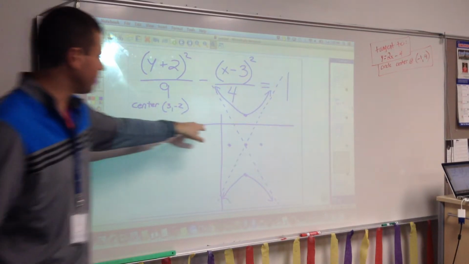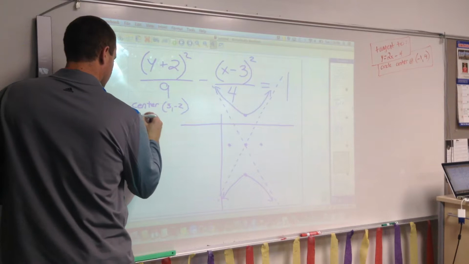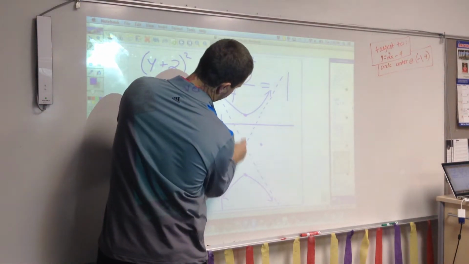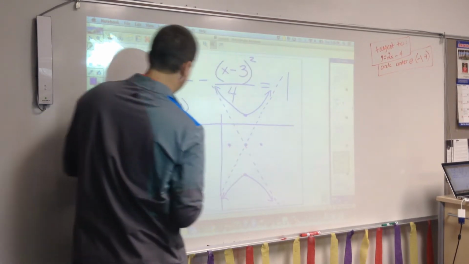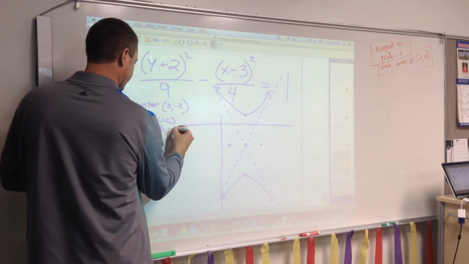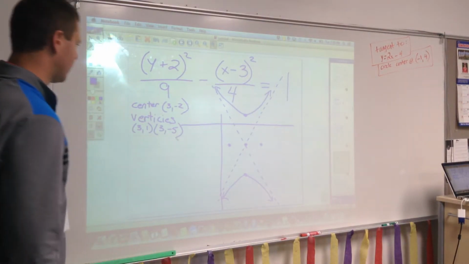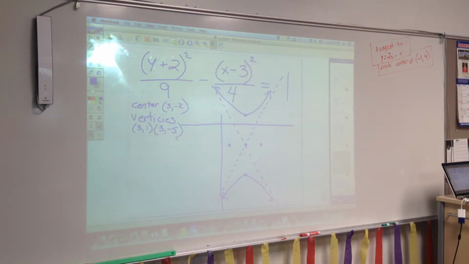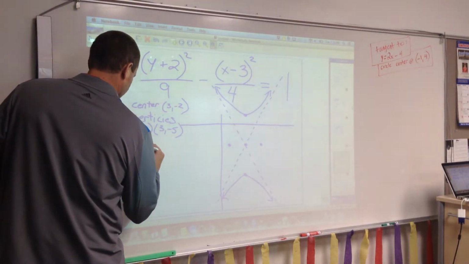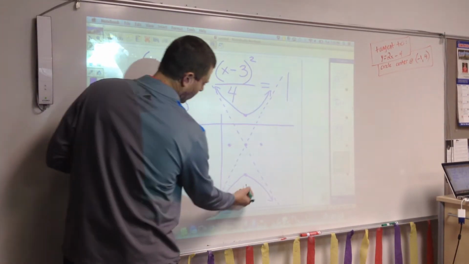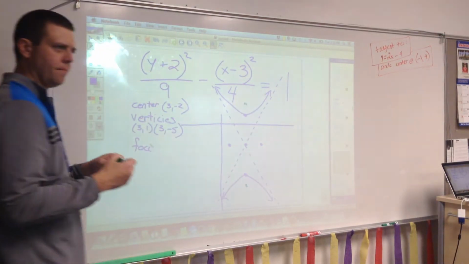Alright, so here was my center at 3, -2. My vertices, there are only 2 of them. They were at 3, 1 and 3, -5. These are not vertices anymore, I just used them to help us draw the rectangle. The foci will be located somewhere around here and somewhere around here, right?